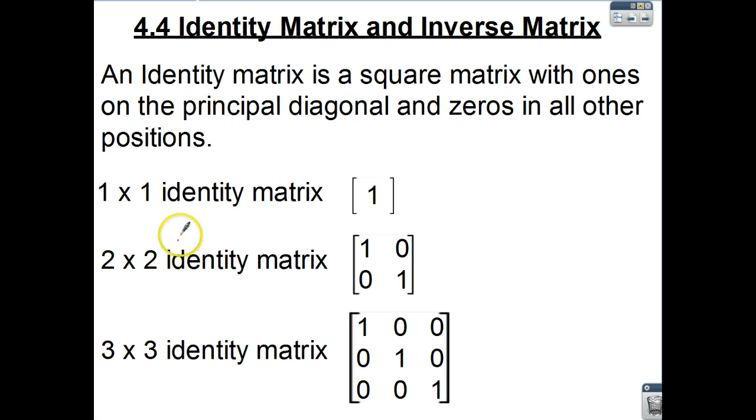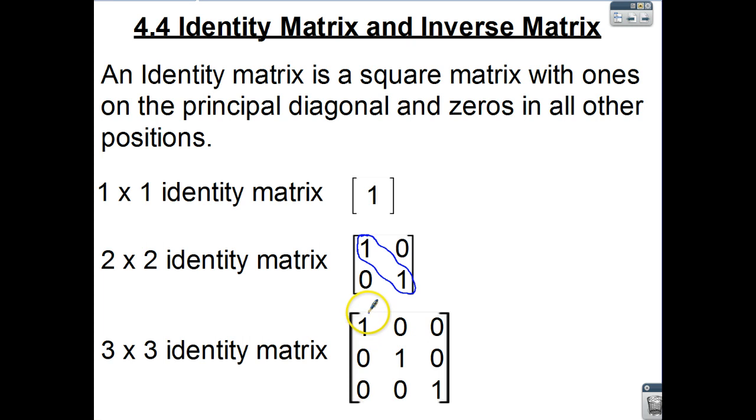Okay, so I've got three examples here. A one-by-one identity matrix really doesn't have all the color and characteristics of an identity matrix because there's only one element, but this is what it would be. With the 2-by-2 identity matrix, you can clearly see what we call the principal diagonal, and that's from the upper left to the lower right. And so for it to be an identity matrix, then these numbers have to be ones and all other entries have to be zeros.